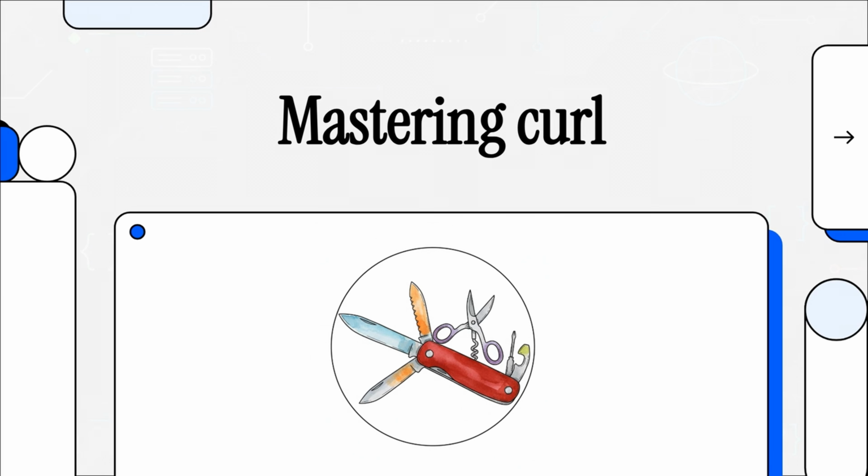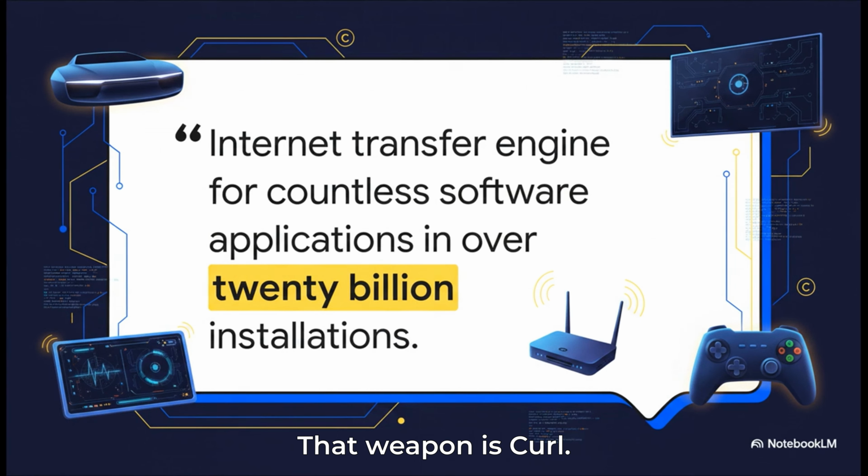What do you do? Well, you reach for your ultimate diagnostic weapon. Welcome to this explainer where we're going to master the single most important command line tool in an IT support engineer's arsenal. We'll even spin up a demo against the reqres.in test API so we can see the whole shebang in action. That weapon is curl.